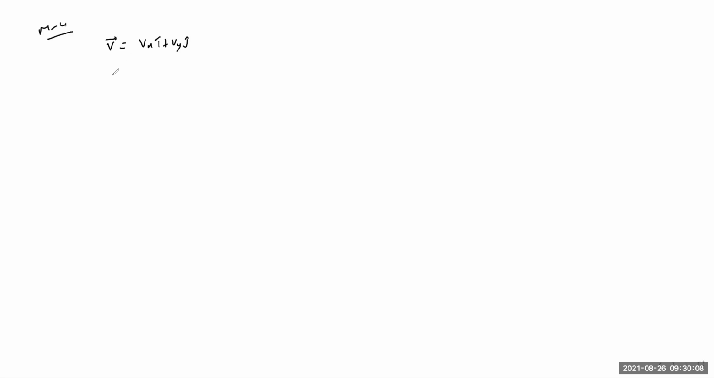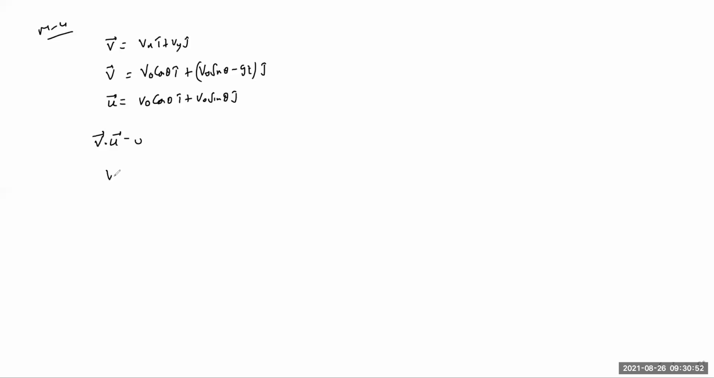Writing in i and j components, what is vx? It's v naught cos theta i cap. What is vy? V naught sin theta minus gt j cap, right? And what is the u vector? u was v naught cos theta i cap plus v naught sin theta j cap. So u vector is this, and this is the v vector. And now we can write v dot u is equal to 0.